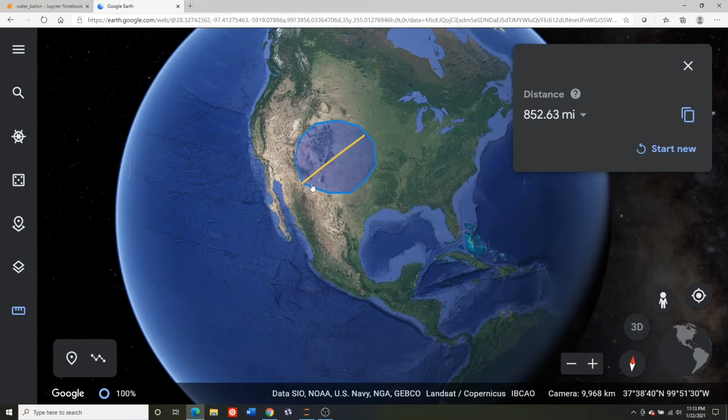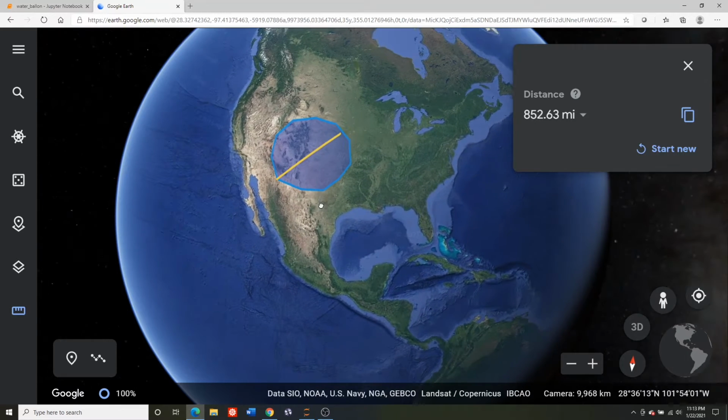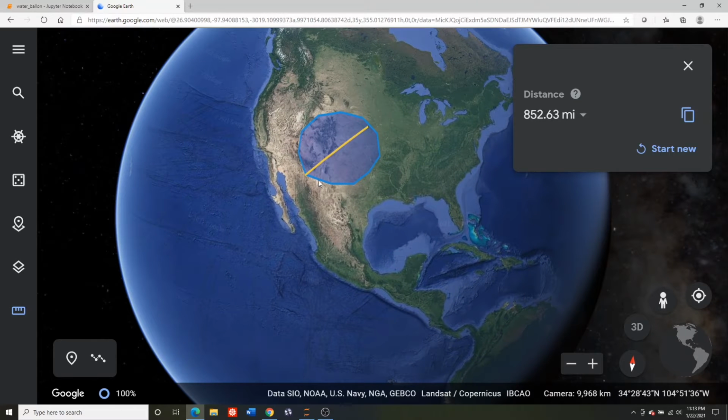And so you say, well, how do you come up with something like that? This shows you the relative size. If I just say 852 miles in diameter, maybe it's a little hard to picture that, but here it is. It covers up a good chunk of the USA.